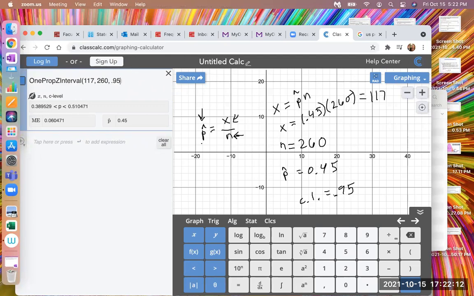Here's my lower bound, 0.38. If you're using a TI-84 calculator, it usually puts the lower bound in parentheses. And I think if we round to 2 decimal places, it's 0.39, and then this one's 0.51. And there is my confidence interval. This would be your lower bound and your upper bound. So let's double check our answer over here.